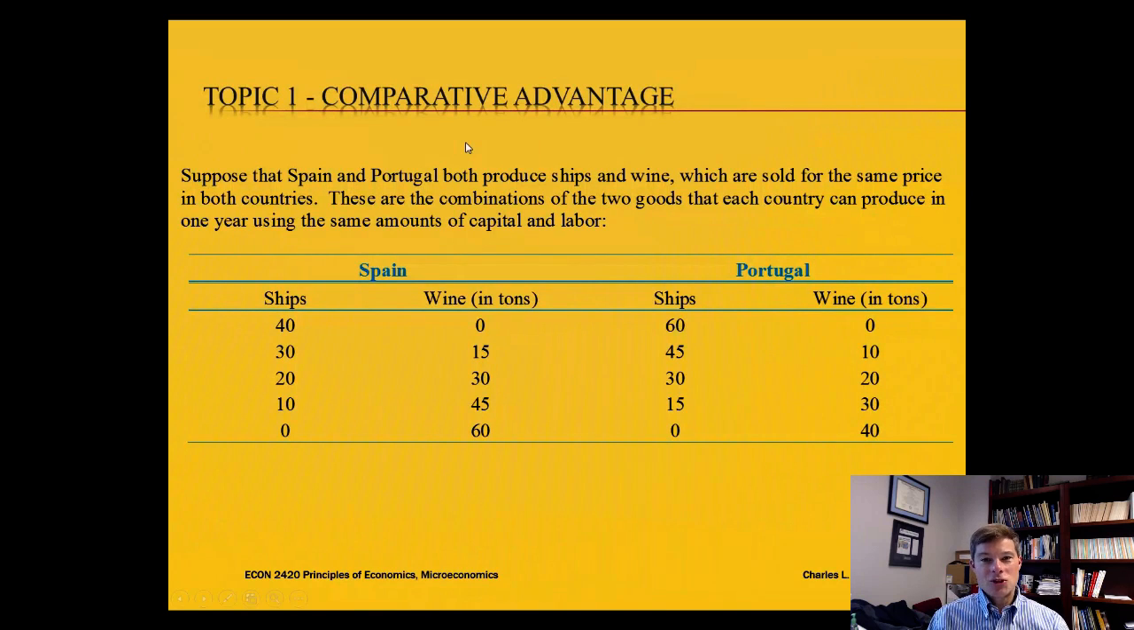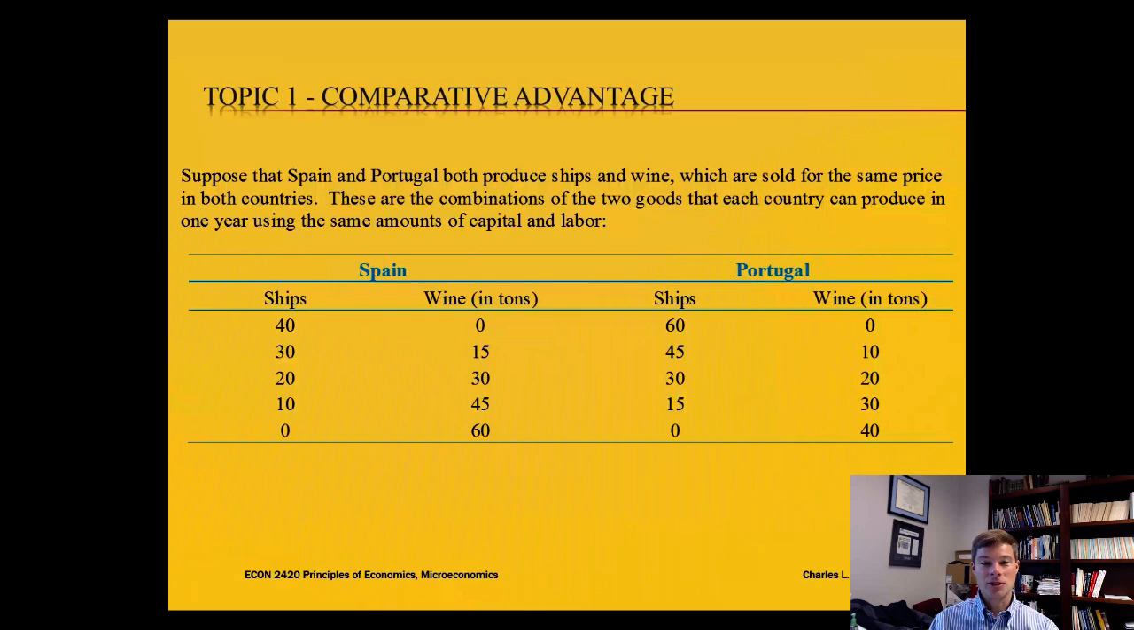Good morning. My name is Charlie Baum, and we're going to look at a sample problem in our topic on comparative advantage. In this chart, we're assuming that there are two different countries, Spain and Portugal, and each of the countries has the ability to produce ships or wine.